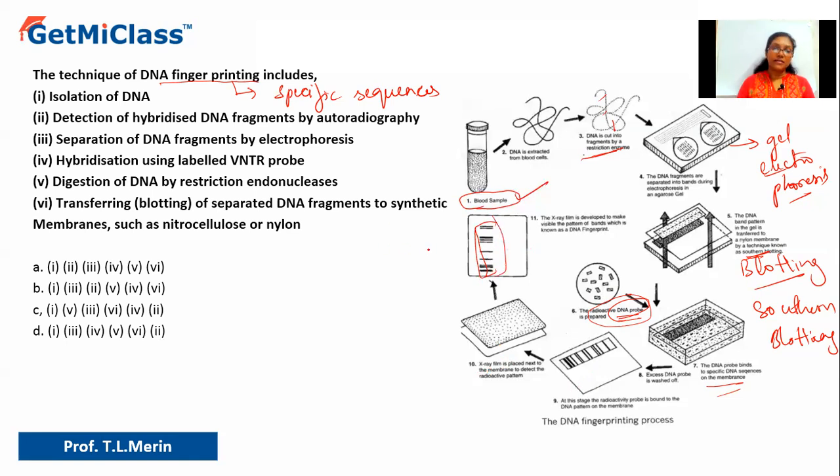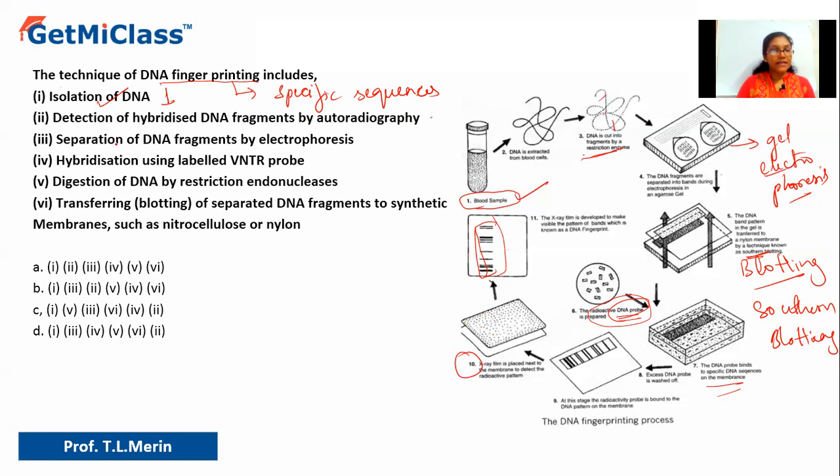Okay, so let us see. The first one says isolation of the DNA. That is absolutely right. This is the first step. Then it says detection of hybridized DNA fragments with autoradiography. That happens at the last, right? That is the 10th step, hence this is the last step. So we will keep it aside.